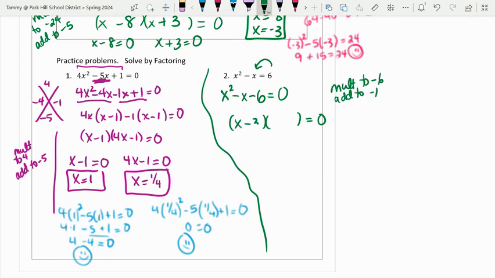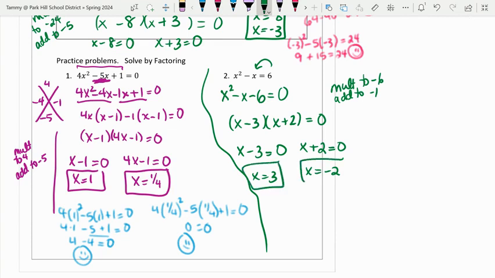So that's going to be x minus 3, x plus 2. So then I know x minus 3 equals 0, x plus 2 equals 0. So x equals 3, and x equals negative 2. It's actually an or. It's x equals 3 or x equals negative 2.